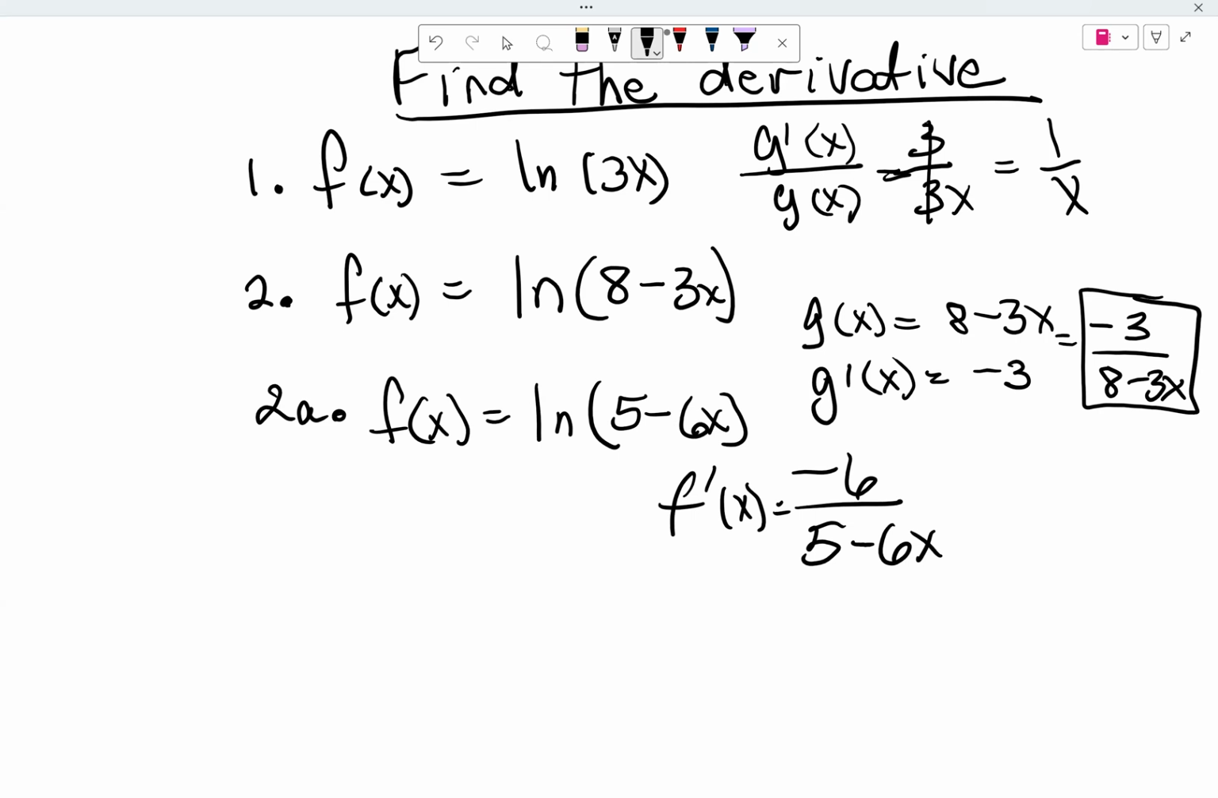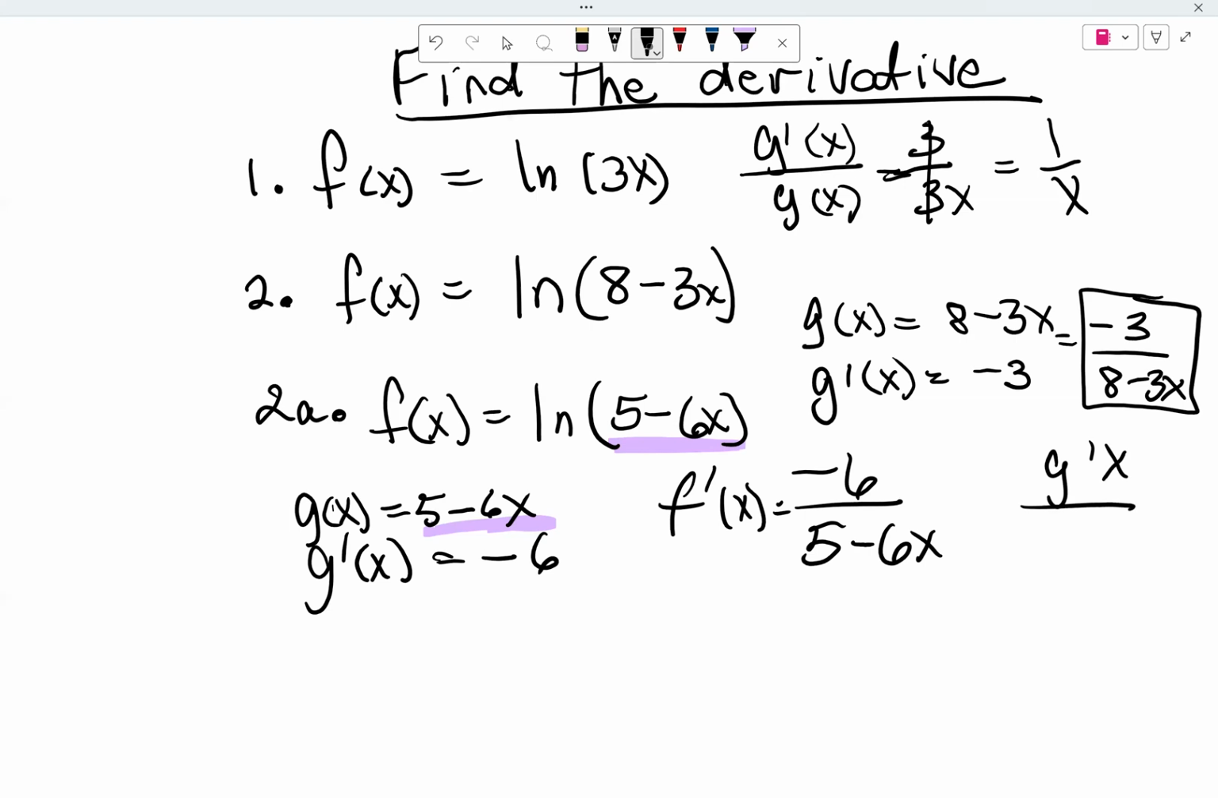Did you get it? So basically our g of x in our example is simply the 5 minus 6x. If you want to highlight it just to remind you, it's that. And the first derivative of that function, using differentiation, would be -6, right? So it's always the g prime of x over the g of x. Is it sinking in? Yes, it is.